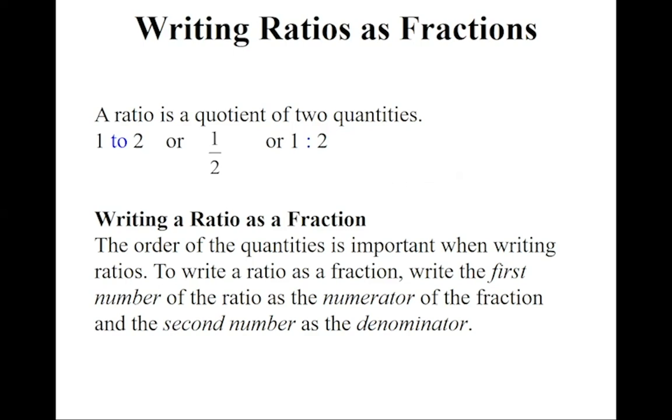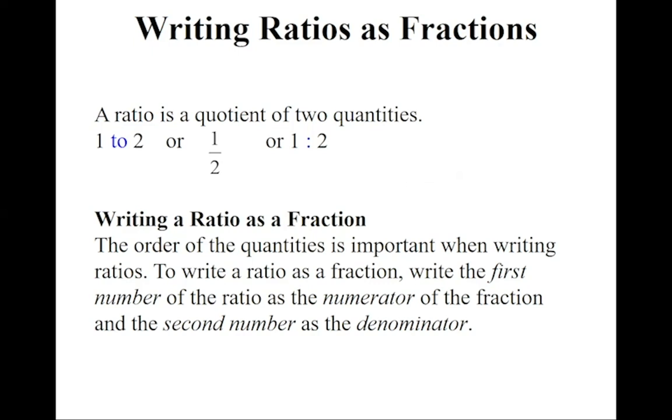A ratio is a quotient of two quantities. A ratio can be written in three ways. It could be written with the word "to", it can be written as a fraction, or it can be written with a colon between the two numbers. All three are read "1 to 2." So that's not read "1/2" when it's a ratio, it's read "1 to 2." The order of the quantities is important when we're writing ratios.